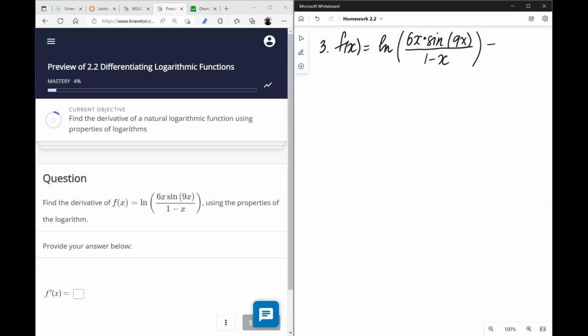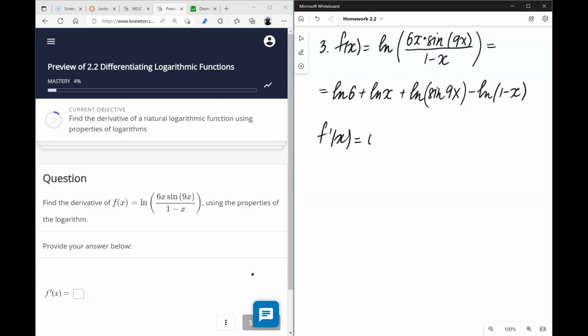Again, we're going to simplify this function. We're not going to try to do the chain rule. Simplifying this function, we're going to have ln 6 plus ln x plus ln of sine of 9x minus ln of 1 minus x. And we're going to find the derivative of this function by differentiating it one by one.